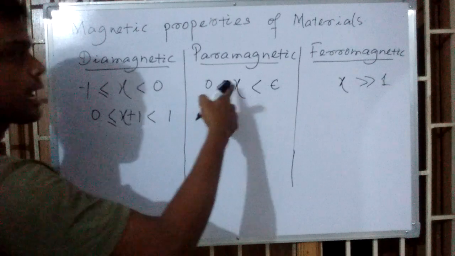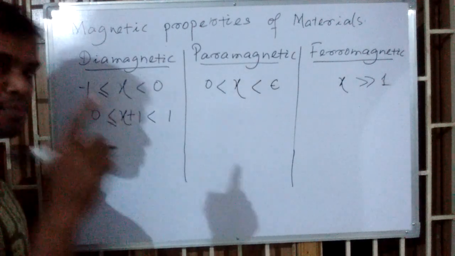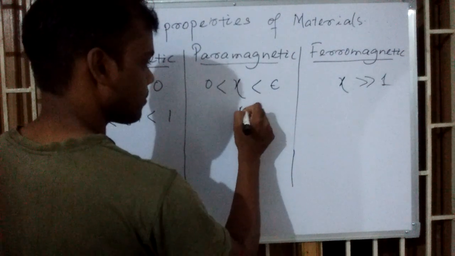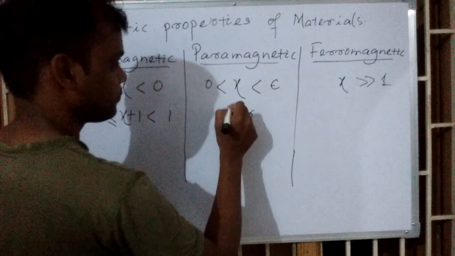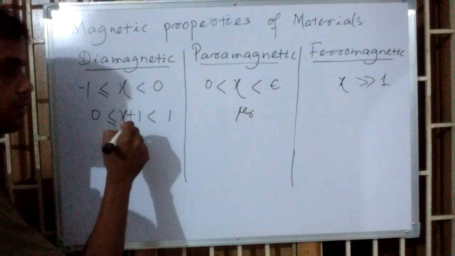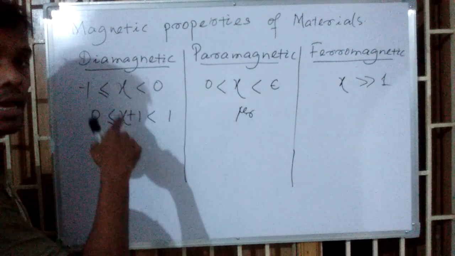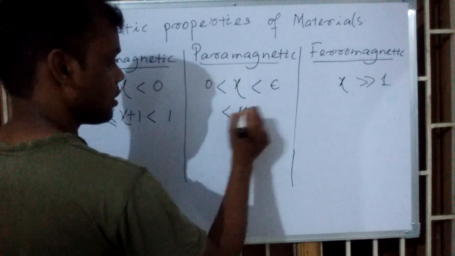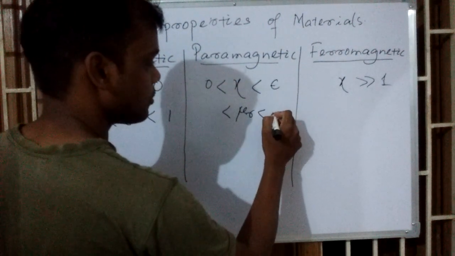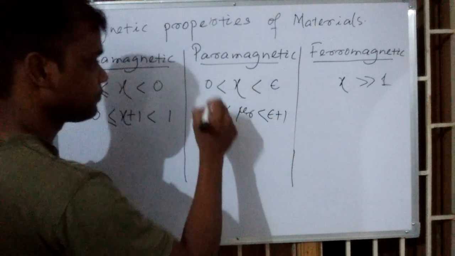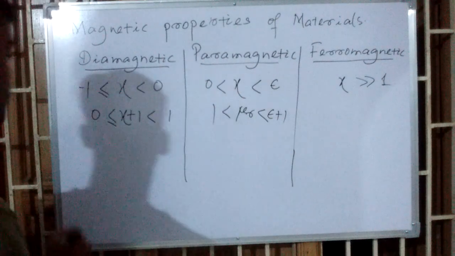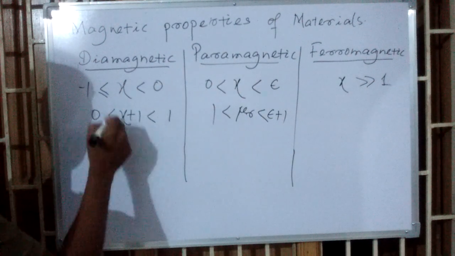Now similarly, here I am not writing again chi plus 1 because chi plus 1 is mu r. So I will directly write here mu r, that is relative permeability. I will also replace this value with mu r, but for your demonstration I am writing here chi plus 1. Now if 1 is added here it will be epsilon plus 1. Here it is between 1 to epsilon plus 1. Here already you have got.